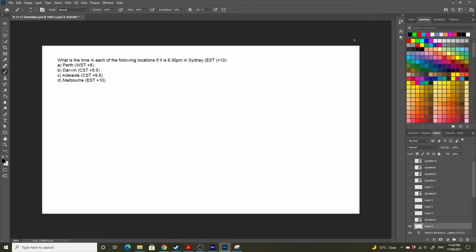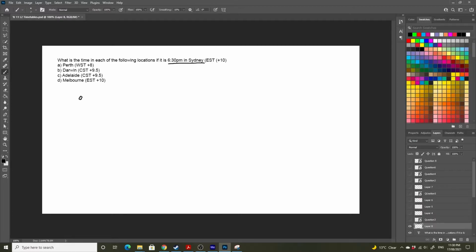In this lesson we're going to look at some problems involving time zones. So we've been given a time of 6:30 p.m. in Sydney, in Eastern Standard Time, and we've been given another 4 alternative locations in Australia: 2 in Central Standard Time, 1 in Eastern Standard Time, and 1 in Western Standard Time. And the goal is to work out, well, if it's 6:30 in Sydney in Eastern Standard Time, what is it going to be in each of these other time zones?